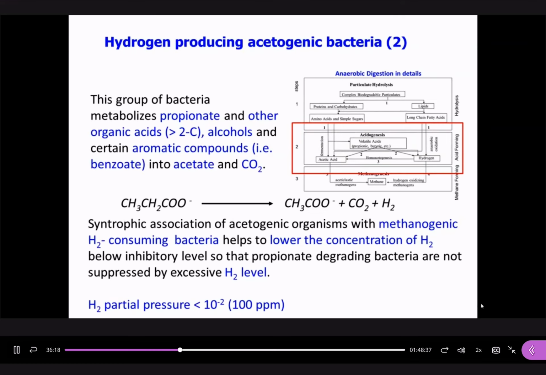Right. So this, I believe, is propionate. We have 3 carbon. We get acetate, 2 carbon, and CO2 and hydrogen gas. This is called acidogenesis because we have acid forming, right?